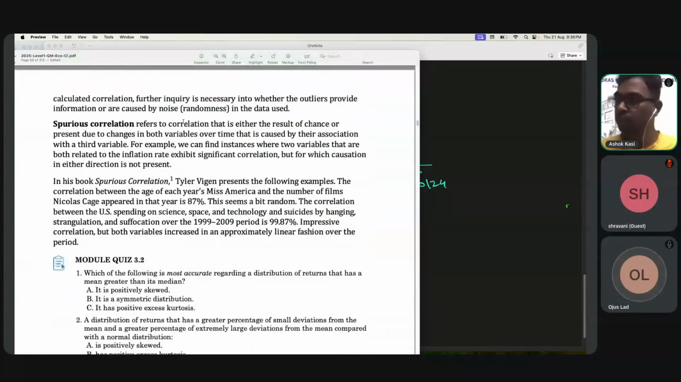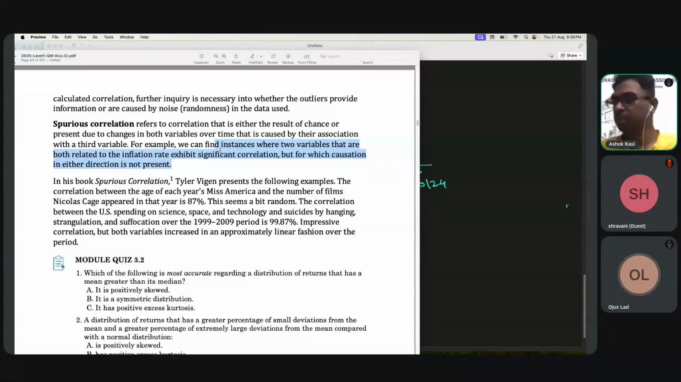Then spurious correlation, it's a theory. Spurious correlation refers to correlation that is either the result of chance or present due to changes in both variables over time that is caused by association with a third variable. We can find instances where two variables that are both related to inflation exhibit significant correlation, but for which causation in either direction is not present. That means two things are connected to a third thing. And so there is some correlation between A and B because they both are moving because of C. That is one indirect correlation kind of thing.